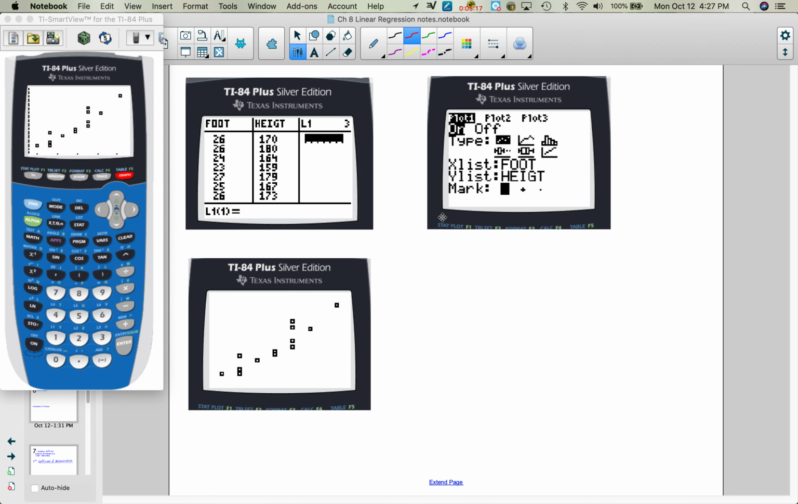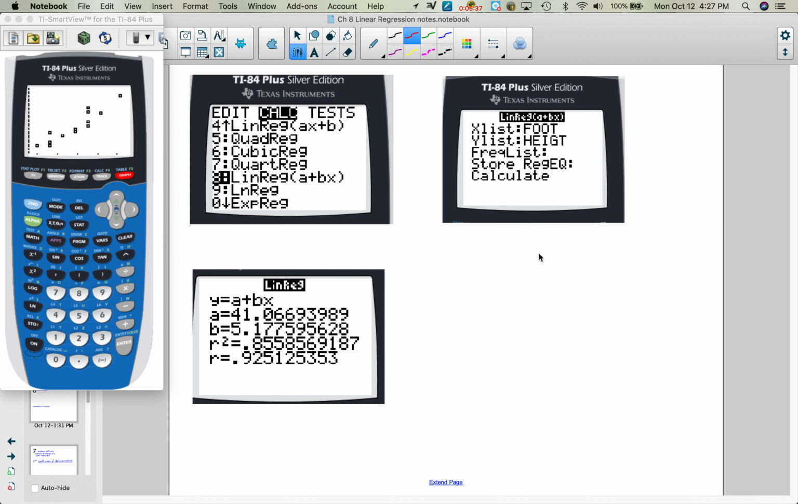Okay, so here were the screenshots, just so that you can come back to them if you need to see what I did. I actually named a list called foot and one called height. And yes, I know how to spell, but it only lets you do 5 letters. But you can use L1 and L2 either way. So we see that. Again, this has the steps for you.